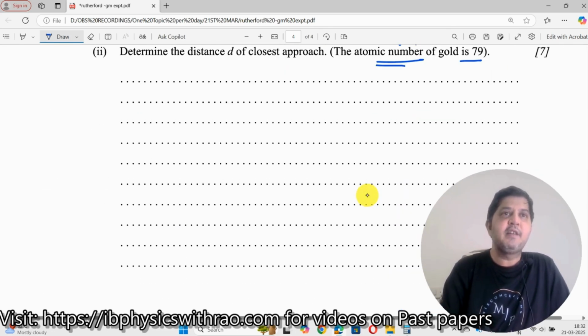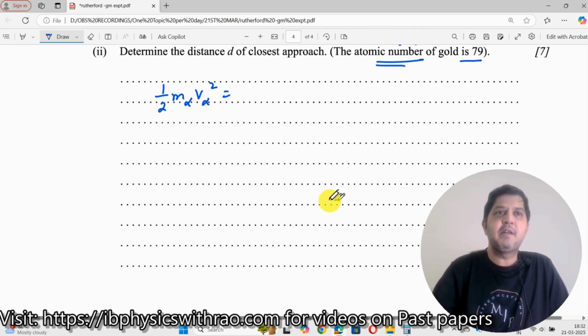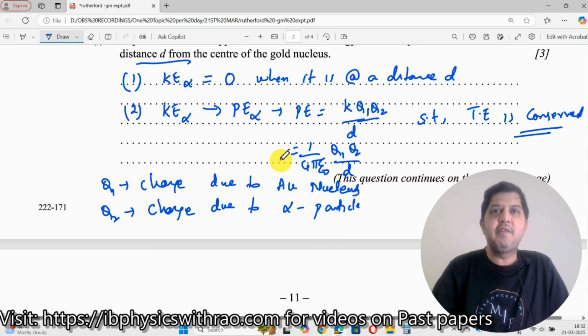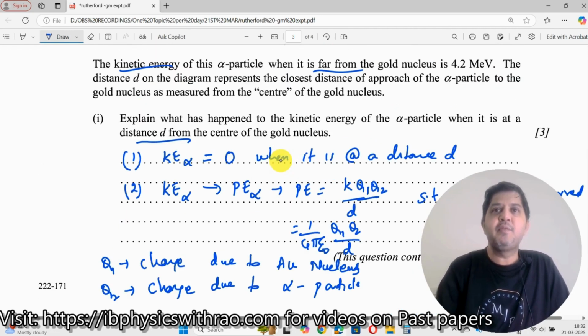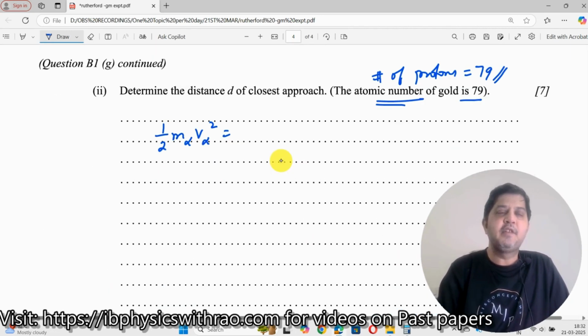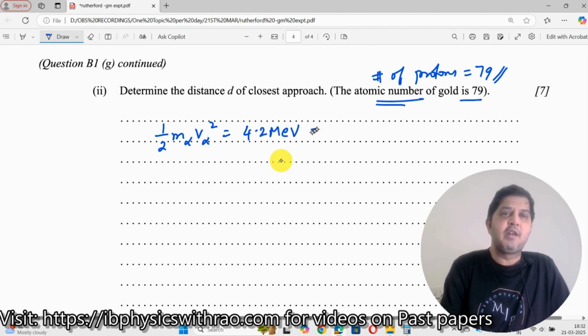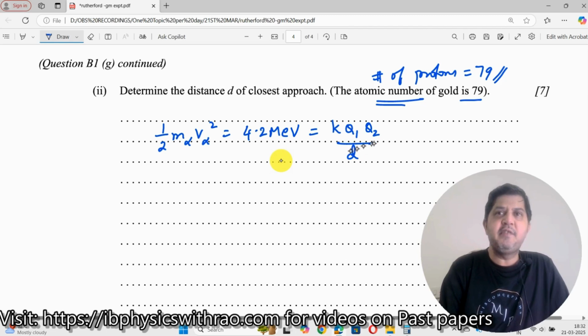So towards it, we know half m alpha v alpha square, which is nothing but the kinetic energy of it. It's already given to you. How much is it given? 4.2 million electron volt. So this was the initial energy, which was 4.2 million electron volt, should now be equal to k q1 q2 divided by d. Let us equate this and do this. It is 7 marks over here.